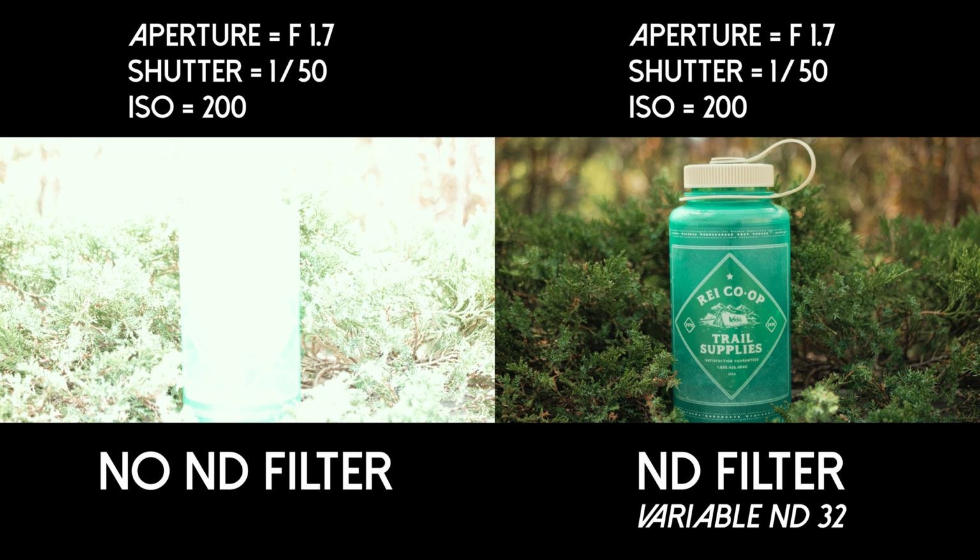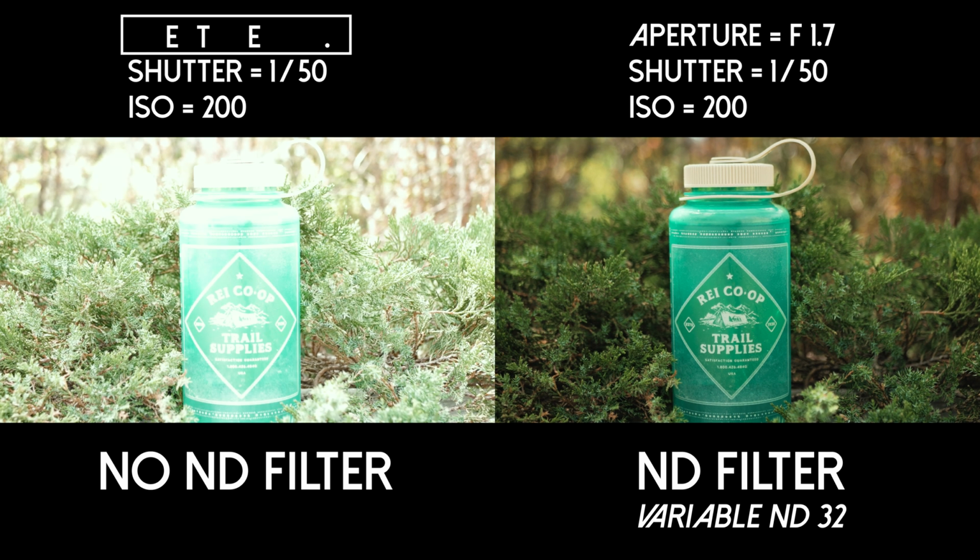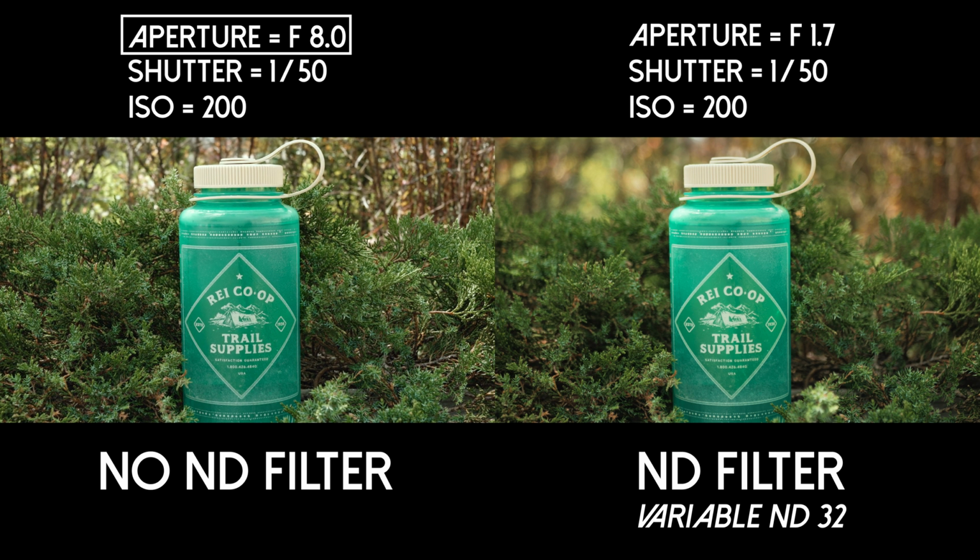Okay, so let's reset it back to the same settings. Let's say we want to keep our motion blur. The only option we have now will be changing our aperture. If we change our aperture, everything becomes in focus. As you can see, we have lost our depth of field.